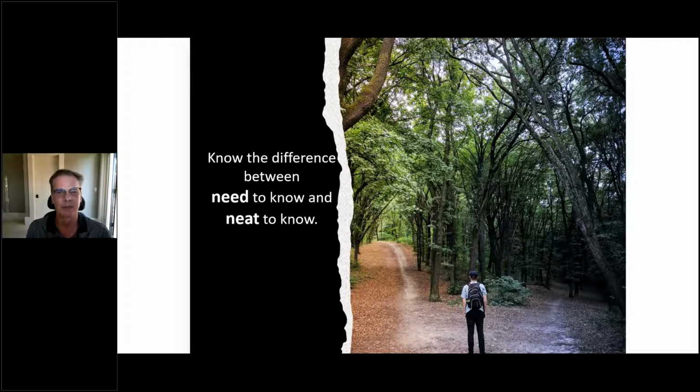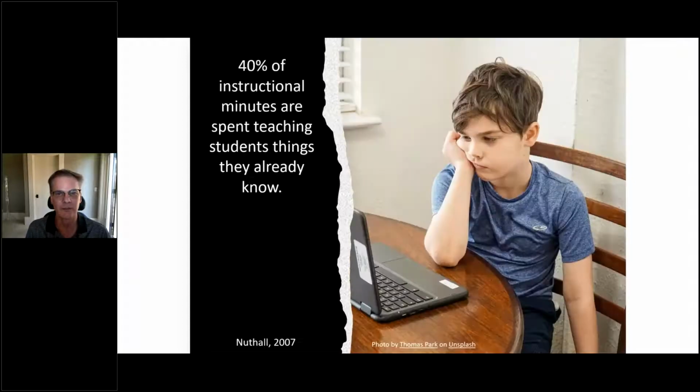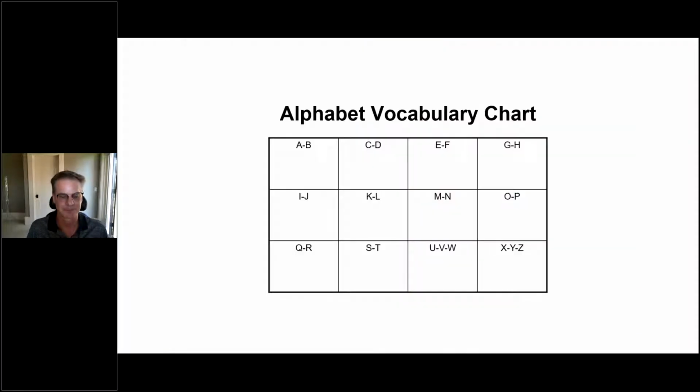Not everything from last year and the year before and the year before is critical or essential, but some things are really important. In addition, when we get good assessment information, we can decrease the percentage of minutes that are spent on things students already know. On average, we spend 40% of our instructional minutes on things students already learned. Imagine if we could reduce that and spend more time on new learning. We could actually move to acceleration.